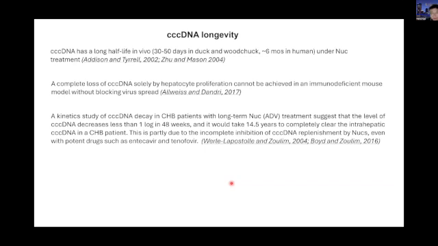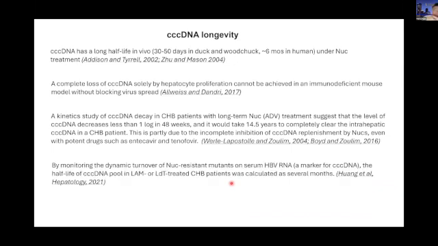But even with entecavir or tenofovir, this may still be an issue, in that you cannot completely block the intracellular amplification of cccDNA formation. Later on, a study by scientists at Assembly Biosciences, collaborating with clinicians, found that they could monitor the dynamic turnover of the nuke-resistant mutants using serum HBV pgRNA, which is a marker for the cccDNA, under treatment of HBV with nuke drugs.